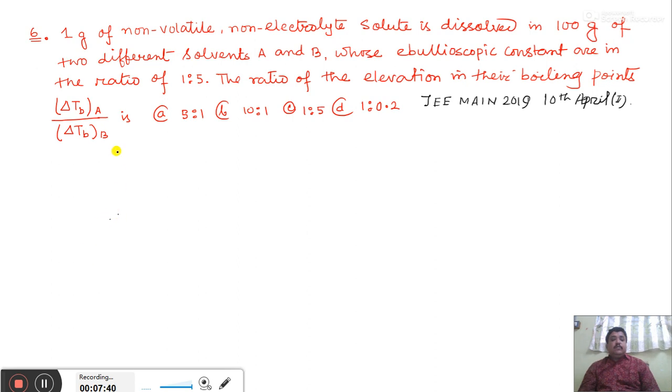Now the next problem is: 1 gram of a non-volatile non-electrolyte solute is dissolved in 100 gram of two different solvents A and B, whose ebullioscopic constants are in the ratio of 1:5. Then the ratio of the elevation of the boiling point is: option A 5:1, option B 10:1, option C 1:5, option D 1:0.2. This question came in JEE Main 2019 exam.